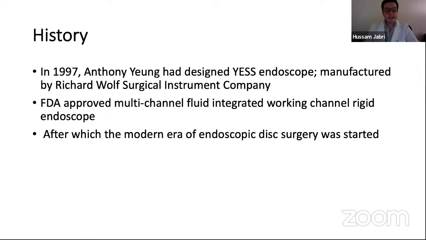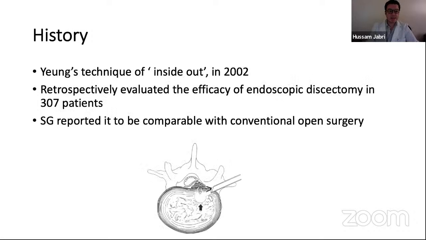In 1997, another surgeon called Anthony Yeung adopted this safe triangular zone, and he is a Chinese-American surgeon. He developed the first ever spine-specific endoscope and called it YESS. YESS stands for Yeung Endoscopic Spine System, and it was manufactured by a German company called Richard Wolf. It gained FDA approval in the same year, after which the modern endoscopic era of spine surgery started.